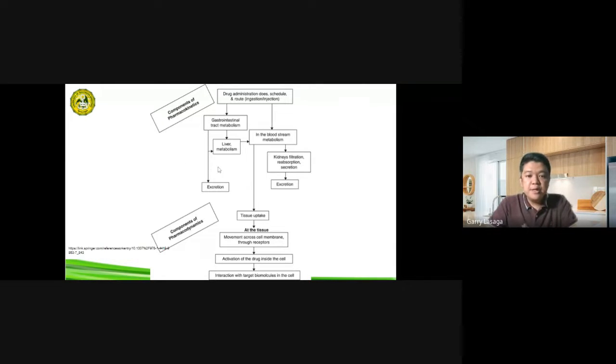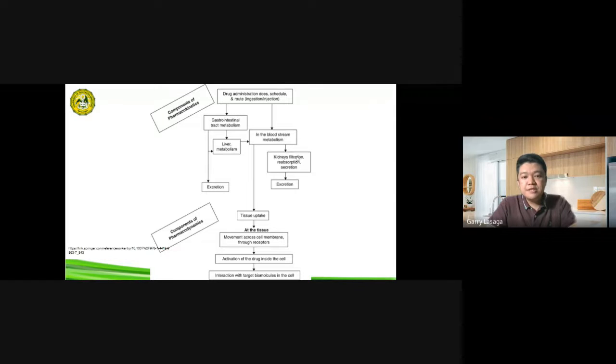For example, when a drug is metabolized in the liver, it can undergo what we call the first pass effect in the liver. The metabolites of that drug metabolism could either be further distributed in the bloodstream to act on the target tissue, or the other metabolites, those metabolites that are inactive, could now be excreted in the body. So that is under the pharmacokinetics.